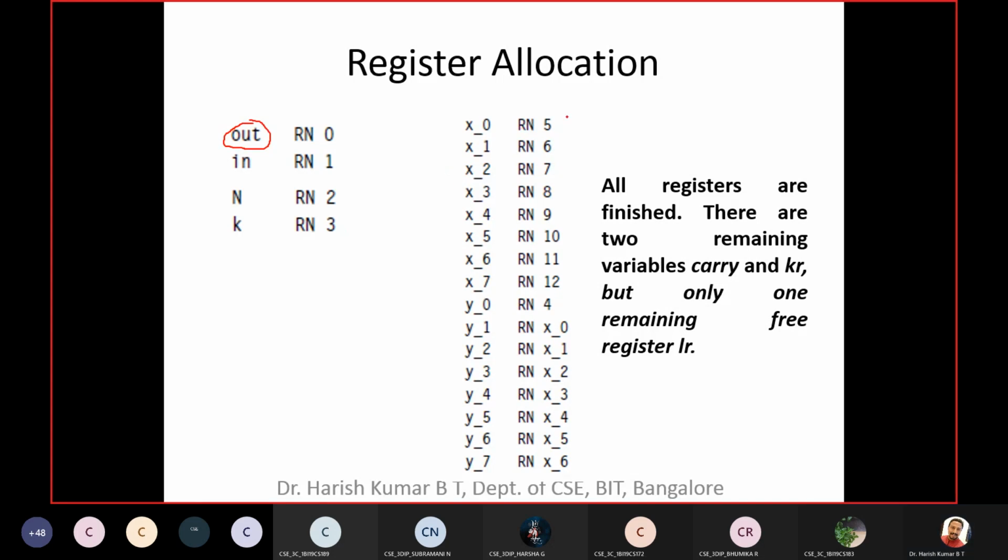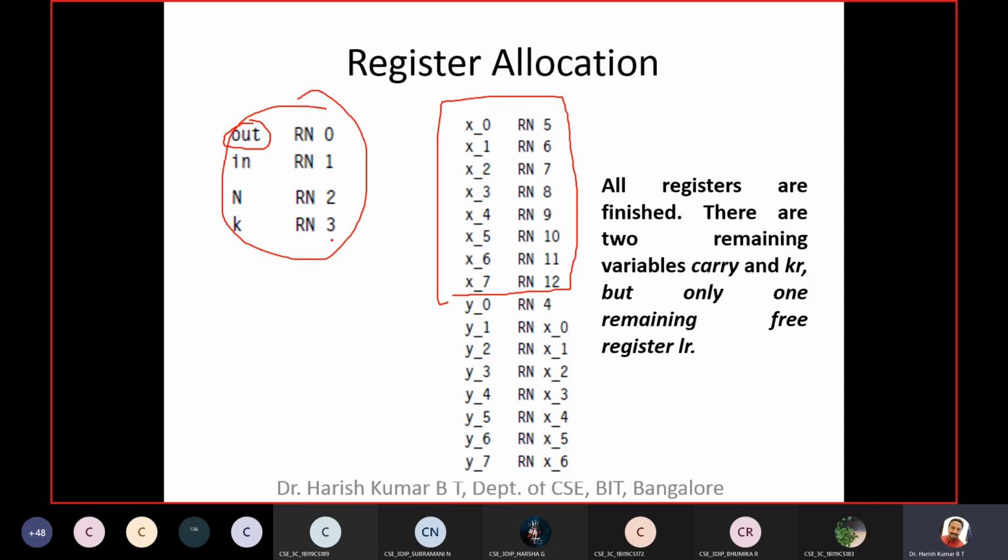Next, I'm making x_0 an alternate name for register R5, because these are all things I require in my program. And x_1 is the alternate name for R6, x_2 for R7. Like this, I've used registers up to R12. R0 to R3 are used here, and R4 I'm using for y_0. Again, I have taken an alternate name, y_1, which points to the same register, R5. So there are two variables pointing to the same register.